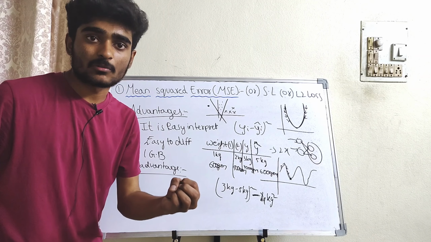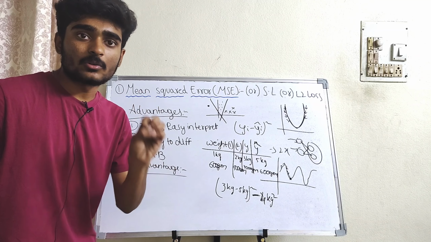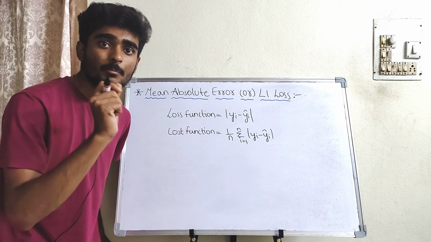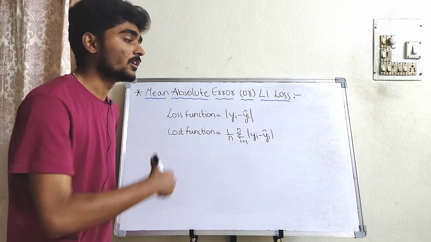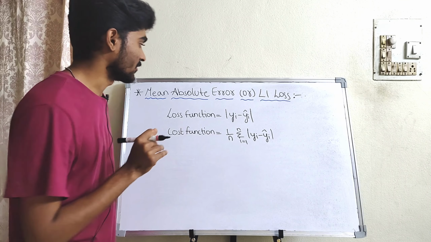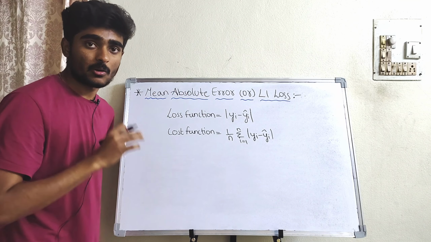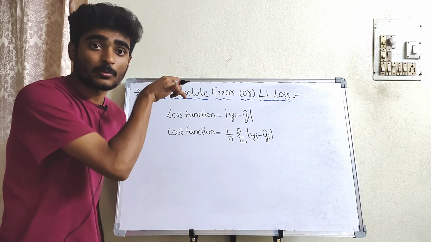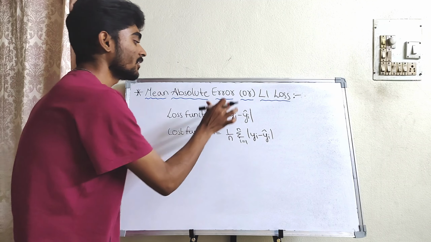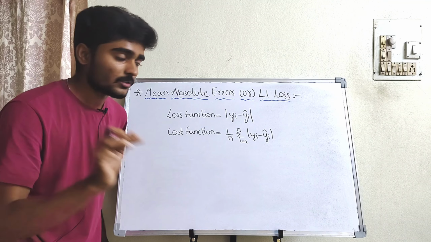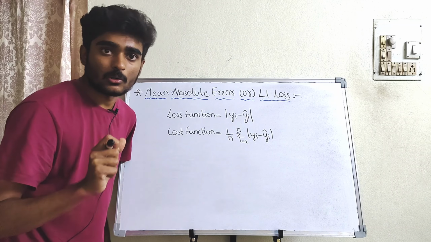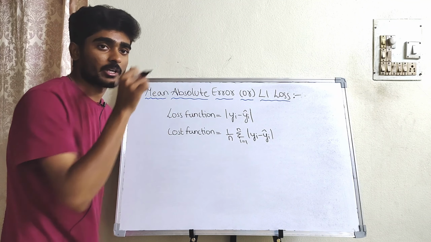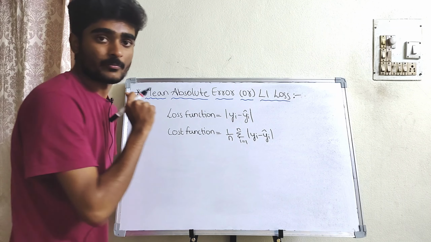In the next section of the video, let's see the mean absolute error loss function. In the previous section of the video, we discussed mean squared error or L2 loss. Now, in this section, we will be discussing mean absolute error or L1 loss. It is called mean absolute because a modulus operation is involved in the calculation of loss, so we call it mean absolute error or L1 loss.